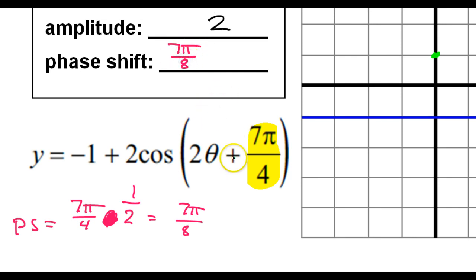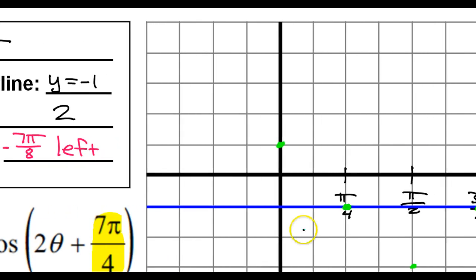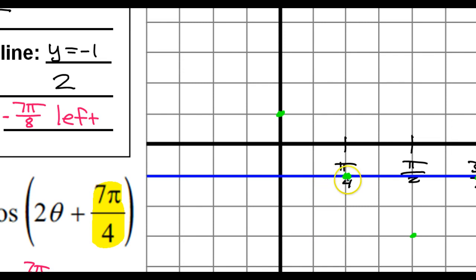Now, it's the opposite of what it looks like. So this will be to the left. And some people like to put negative to signify that we're going to the left. So we just need to figure out how big this is on this particular graph. How many squares to the left is this? Okay, well, if this is pi over 4 right here, then that means this would be pi over 8. Alright, in other words, 1 square is 1 pi over 8. So we need to move 7 of those to the left.